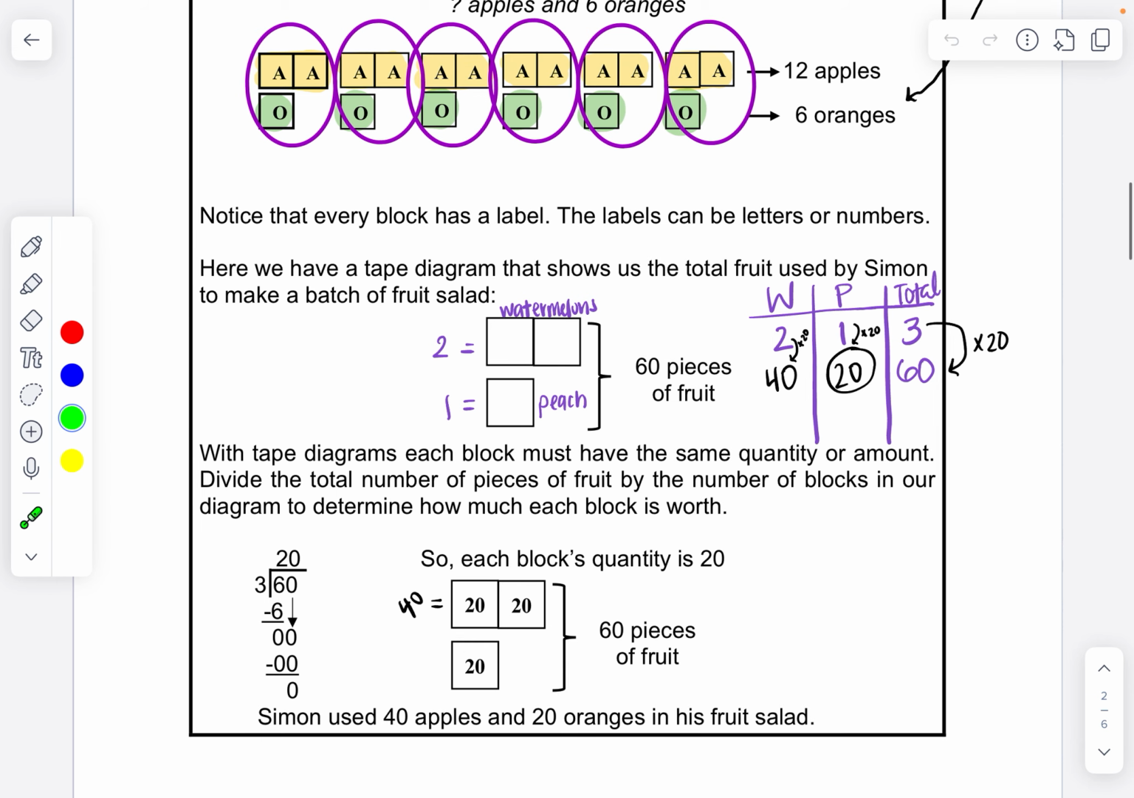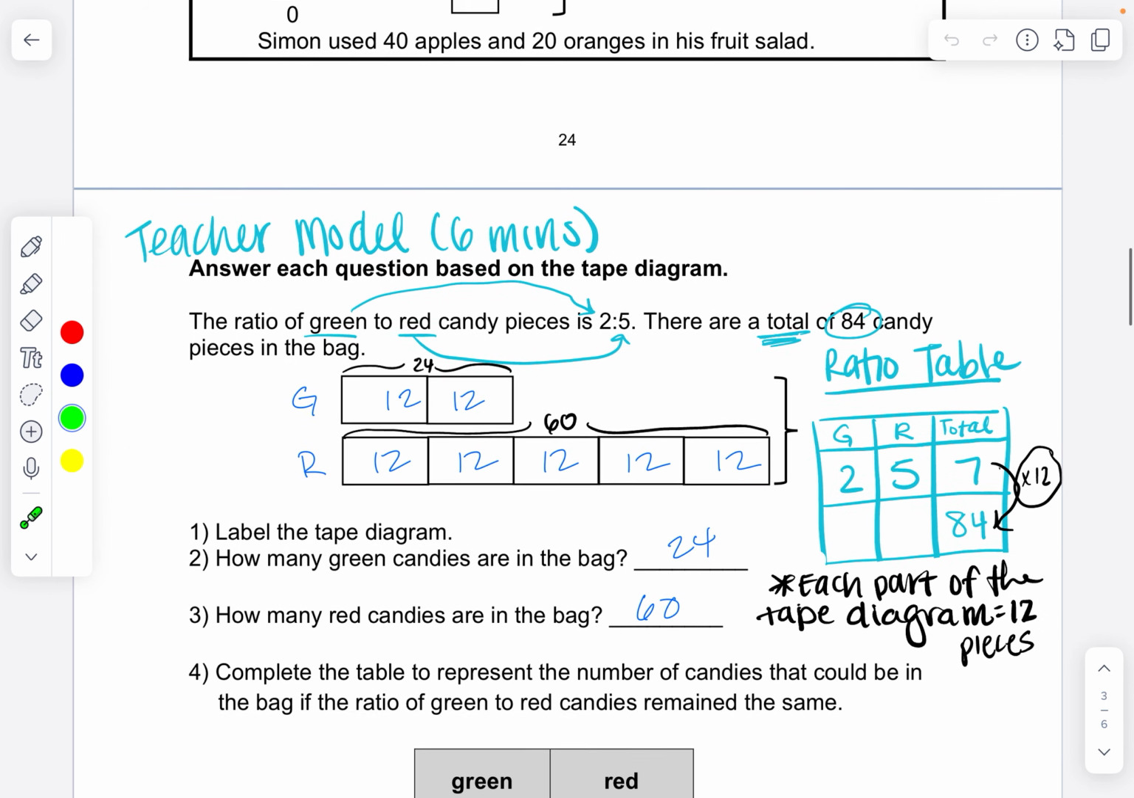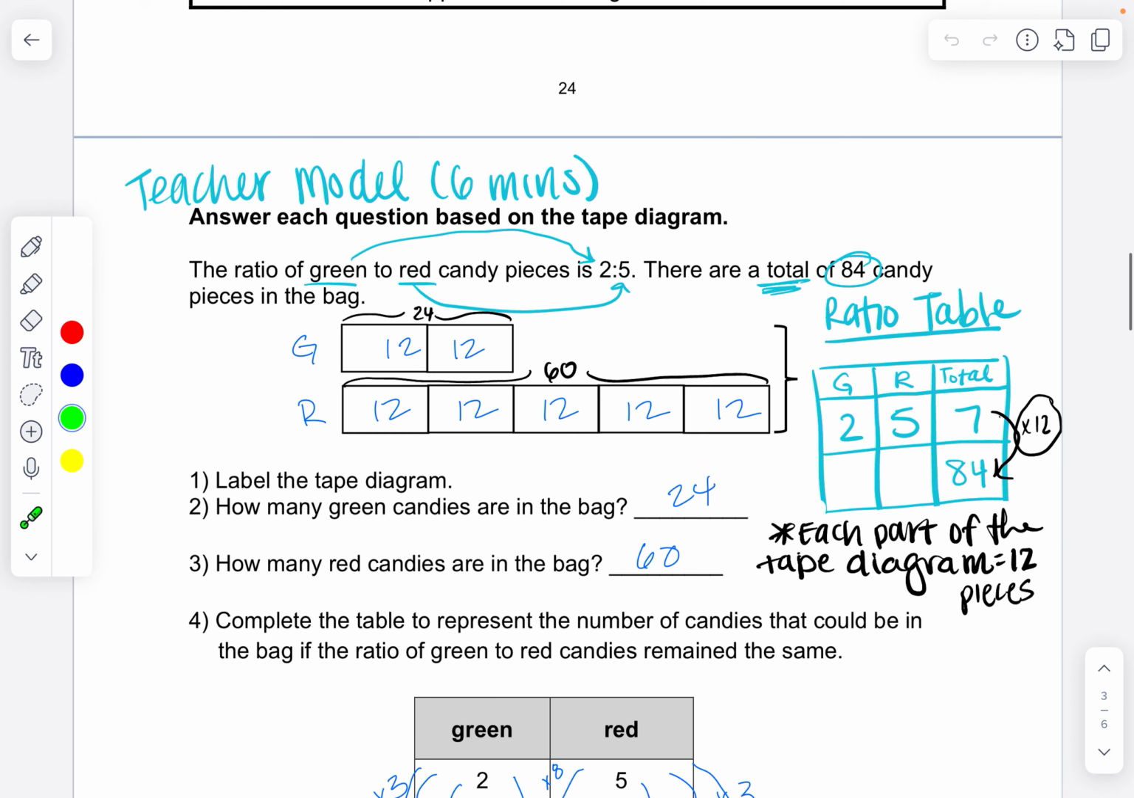Okay, so from this example, I honestly would jump to your teacher model for 6 minutes. And we're going to go through this together. So it says the ratio of green to red candy pieces is 2 to 5. So green to red, we talked about this in a previous lesson. Order matters. So because green is first, the first number in my ratio is tied to green. Green is 2 and red is 5.